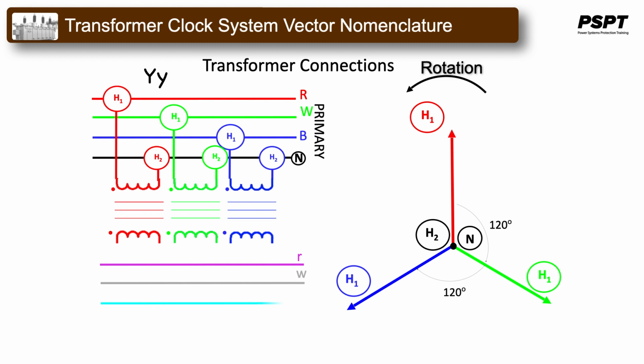We're now going to look at some examples of the workings of a clock phase nomenclature, and I'm going to start with a YY connected transformer. And we've seen this connection before, and believe it or not, there are 6 different ways to connect up the secondary windings of this transformer.